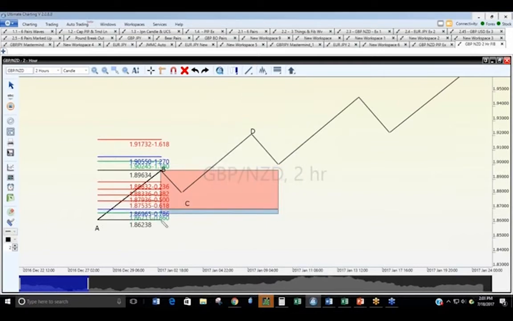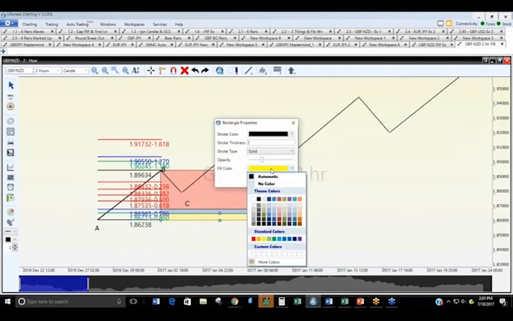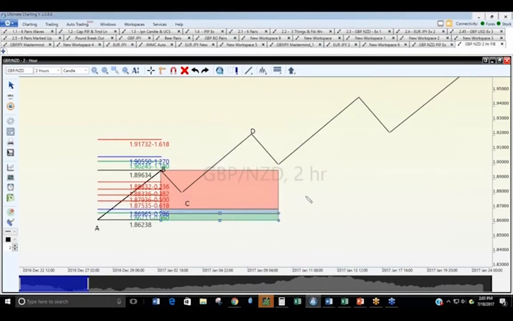And then this last one is where it gets down to here before it hits the bottom. That other area right here, this is what we call the green. I'm going to make that green. Okay, so this is the way this works.